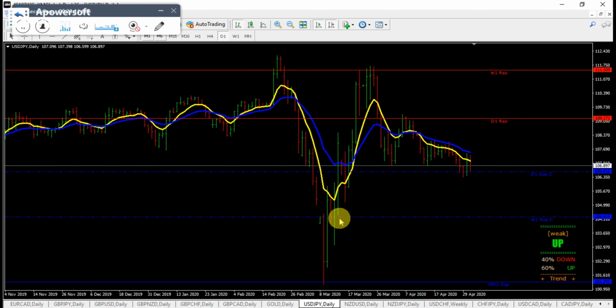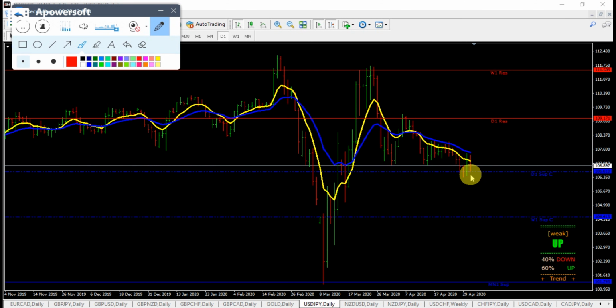USD JPY. The guys who are following me, we bought from here last Thursday and we got this trade. So if it breaks this support level, the next target of USD JPY is 104.50. If it breaks that level, the next target is 101. But if we get confirmation from here on this support level, I will wait for this breakout.